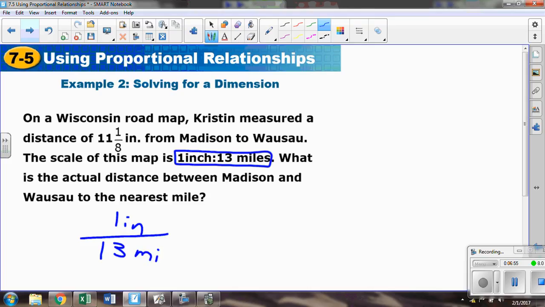1 inch on the map represents 13 miles in real life. What's the actual distance between them? Okay, so 11 1/8 inch will represent some unknown number of miles. And of course, we can look at this now, and we recognize that our labels are matching. Inches matches inches, miles match miles, so we can go directly to cross multiply.